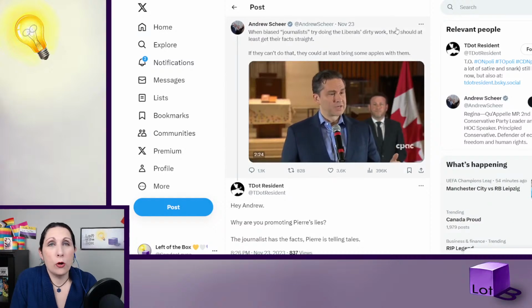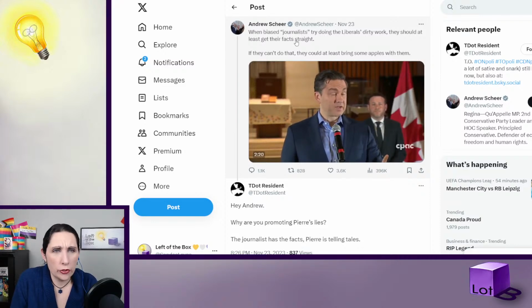Andrew Scheer, former leader of the Conservative Party: when biased journalists try doing the Liberals' dirty work, they should at least get their facts straight. If they can't do that, they can at least bring some apples with them.